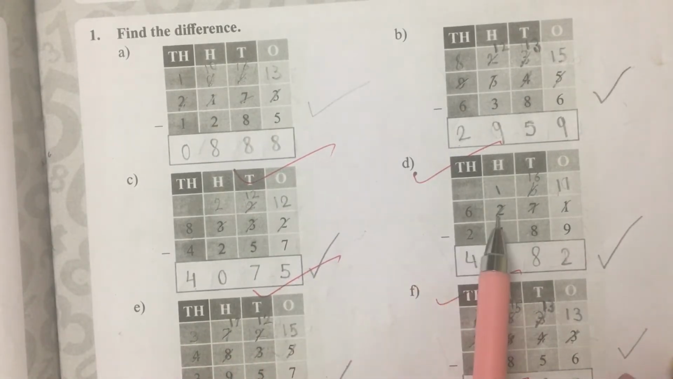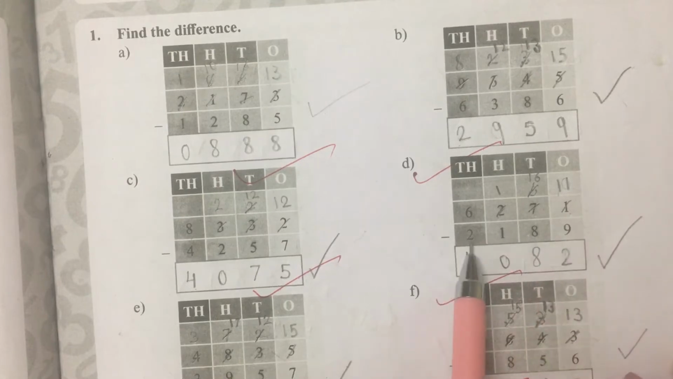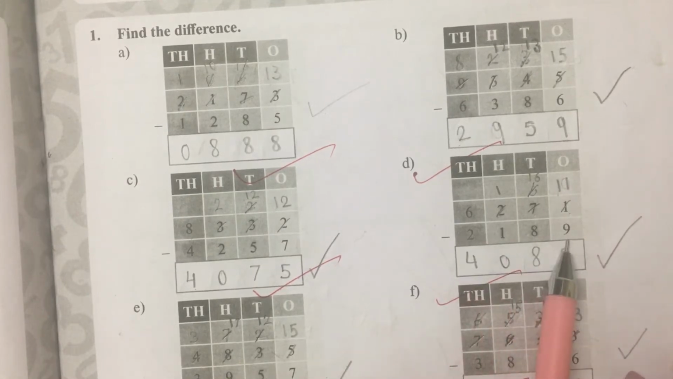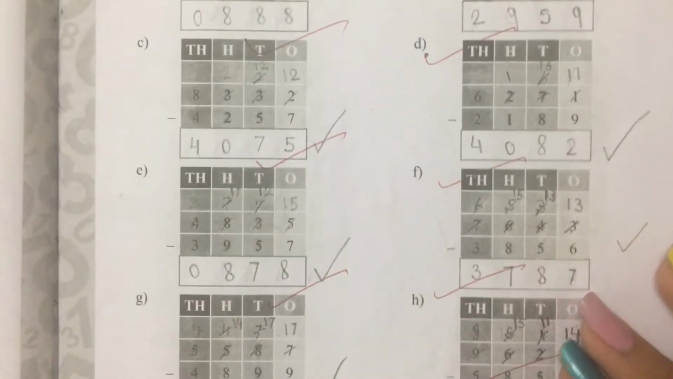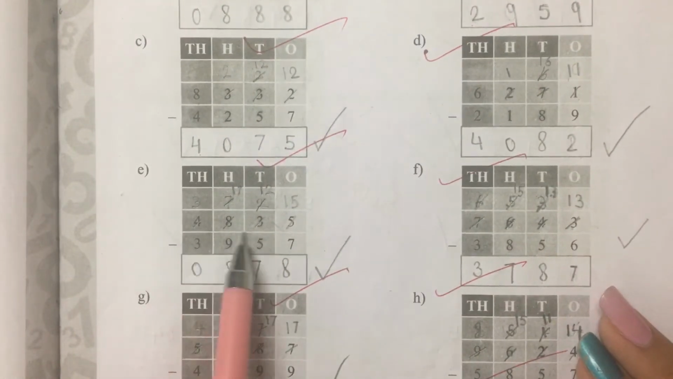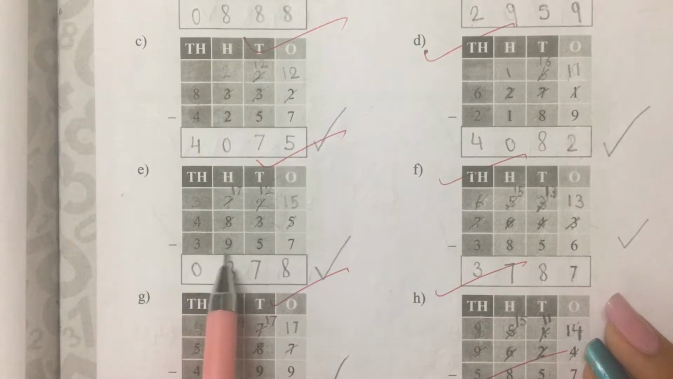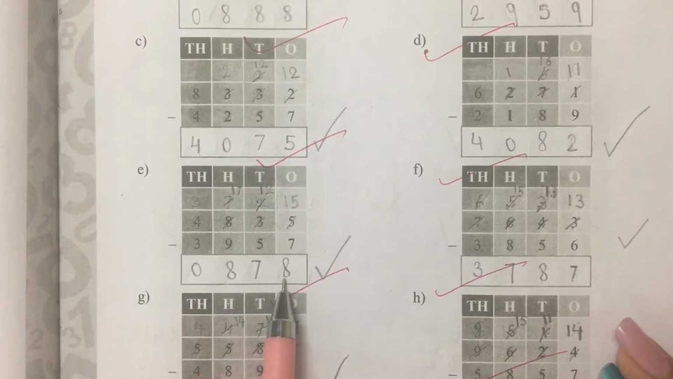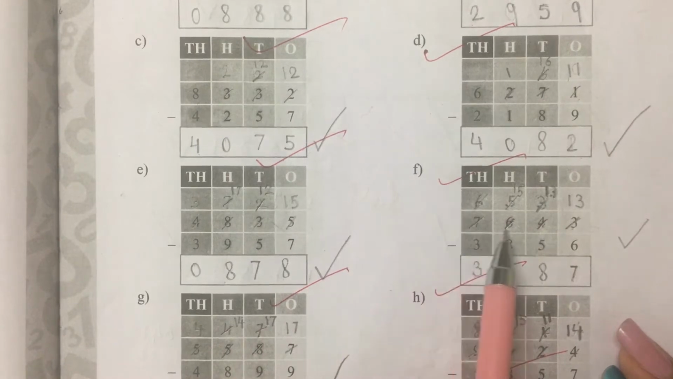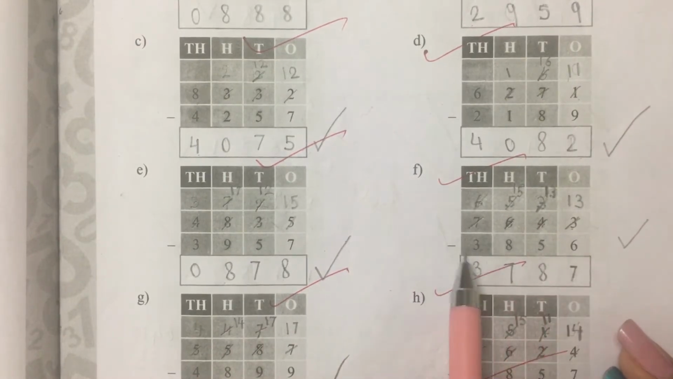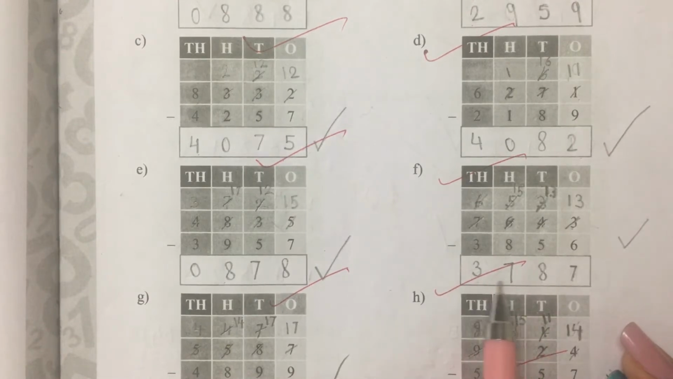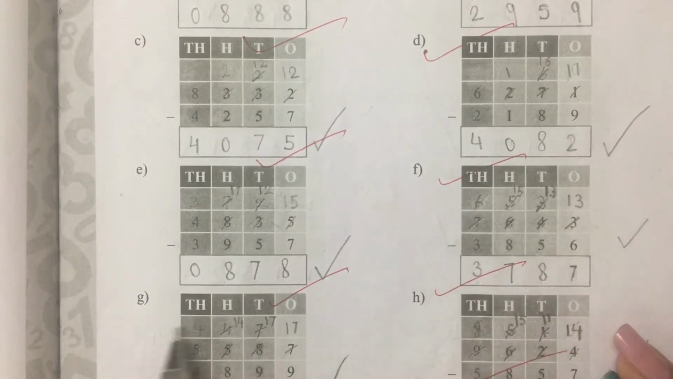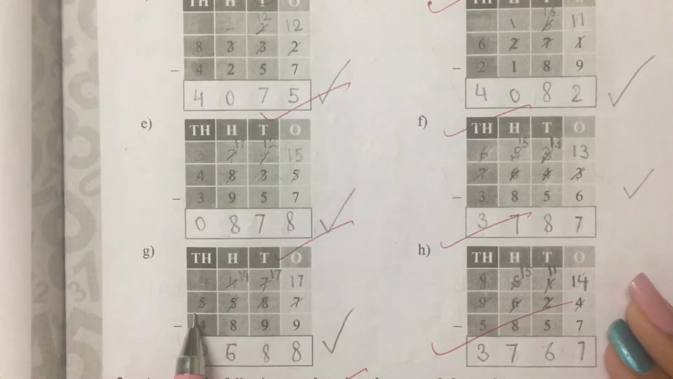D. 6,271 minus 2,189 equals 4,082. E. 4,835 minus 3,957 equals 878. F. 7,643 minus 3,856. The answer is equal to 3,787.